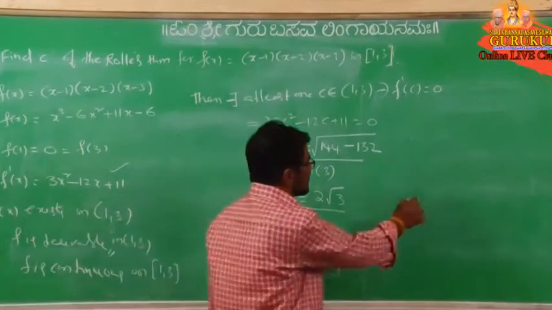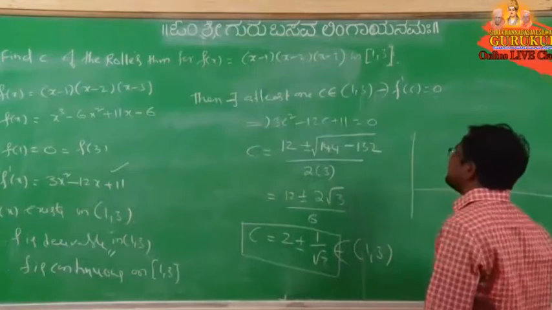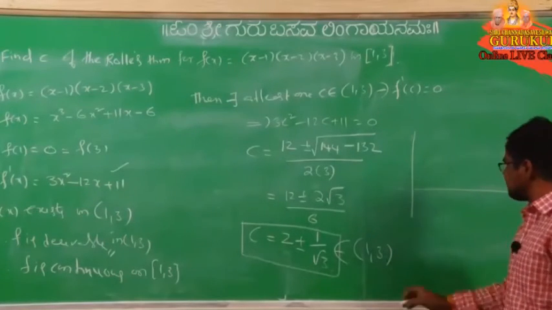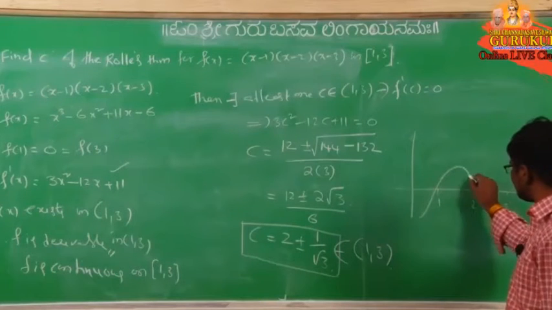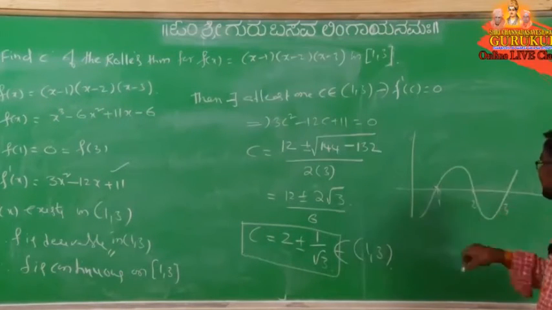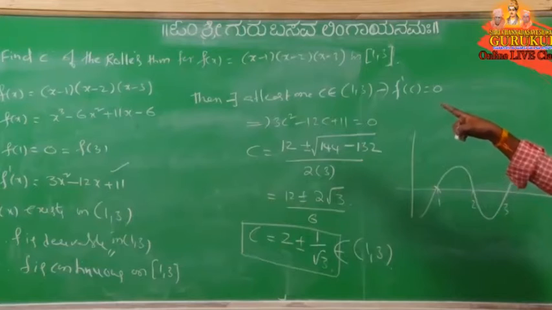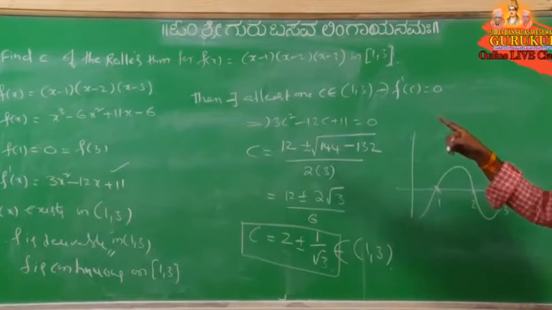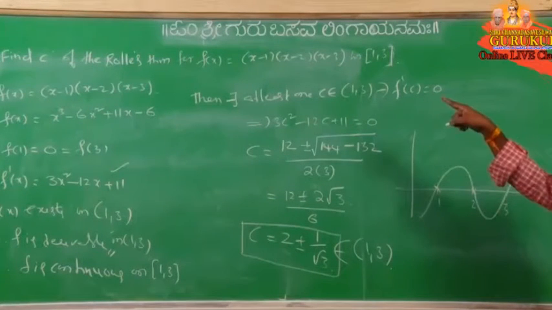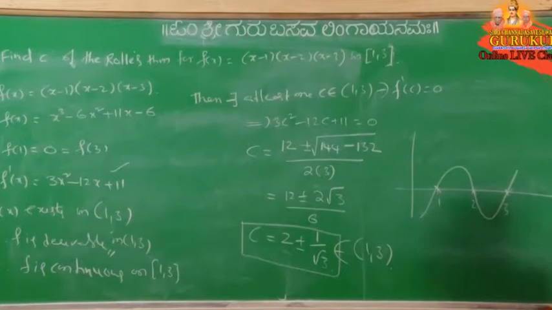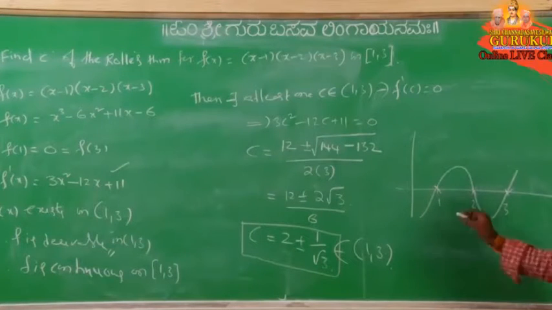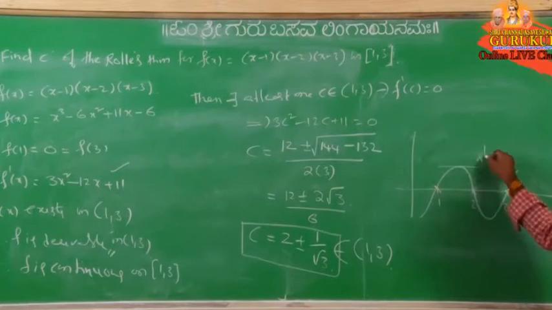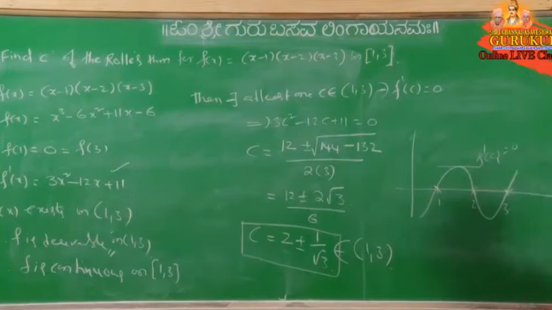So how to get it, we can show like this. See, if you take the general polynomial, here 1 is there, here 2 is there, here 3 is there. Suppose you draw the graph like this, because at x equal to 1 the function is 0, at x equal to 2 also the function is 0, and at x equal to 3 also the function is 0. Means in between these two roots, f dash of c equal to 0 here, or c1.